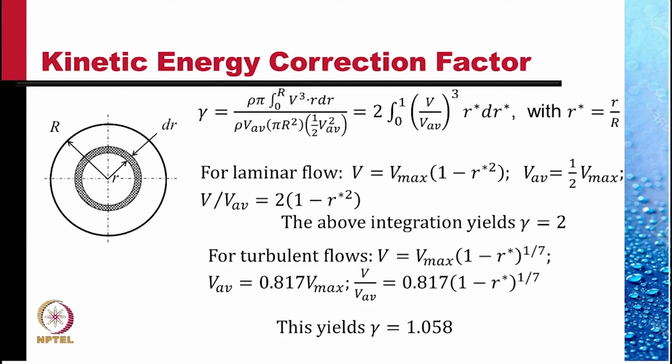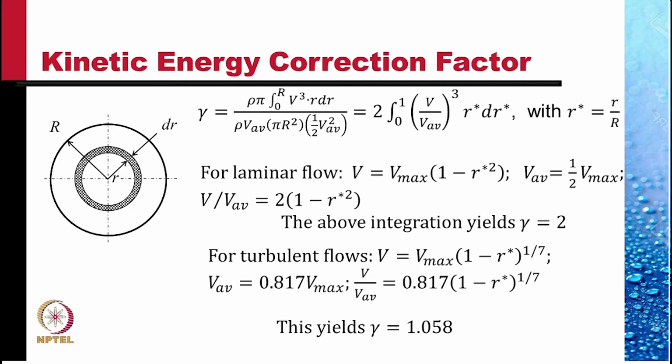We could use turbulent flow also, and in turbulent flow, the most commonly used velocity profile is the 1/7 power law profile. V is equal to V max into 1 minus r star raised to power 1/7. V average turns out to be 0.817 V max, and V divided by V average is given by 0.817 into 1 minus r star raised to power 1/7. This yields gamma equal to 1.058.